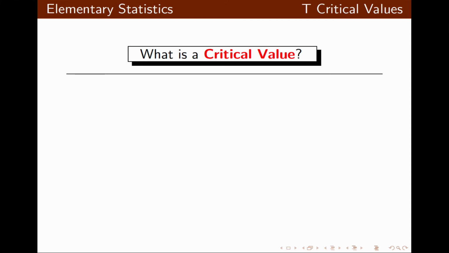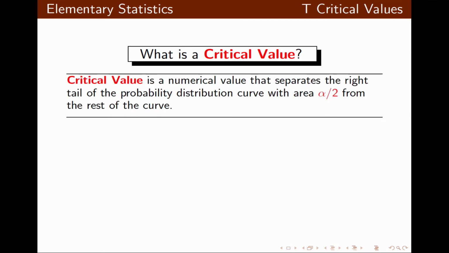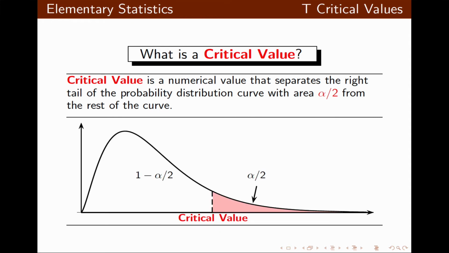What's the critical value? It's a numerical value that separates the right tail of the probability distribution curve with area alpha over 2 from the rest of the curve. So the right tail has the area alpha over 2, and the area of the left side is 1 minus alpha over 2. The value that separates these two regions is called critical value.